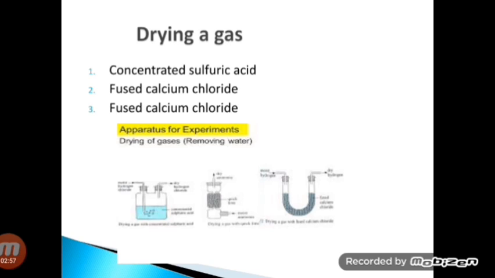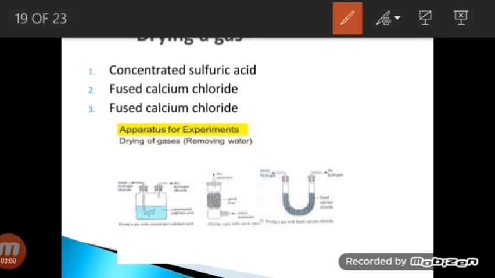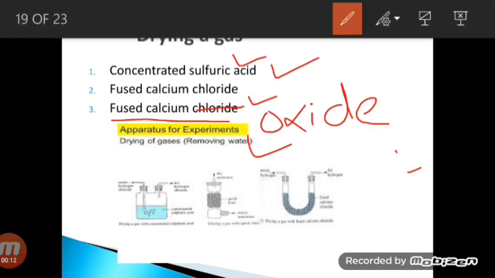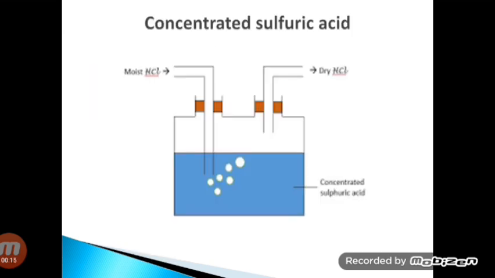So these are the different methods by which we can dry gases: by using concentrated sulfuric acid, by using fused calcium chloride, by using fused calcium oxide. Now here comes a very significant question: which drying agent is appropriate for drying a sample gas? For that, we'll have to see certain properties of gases. We'll have to see whether the gas is acidic, alkaline, or neutral in nature. The first method of drying gases is this one.